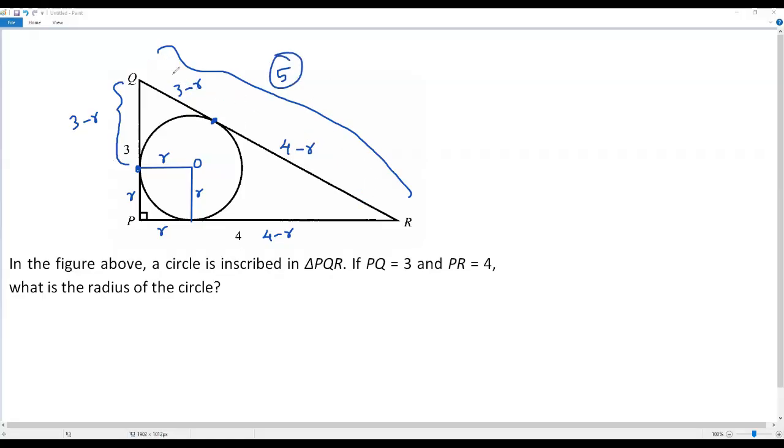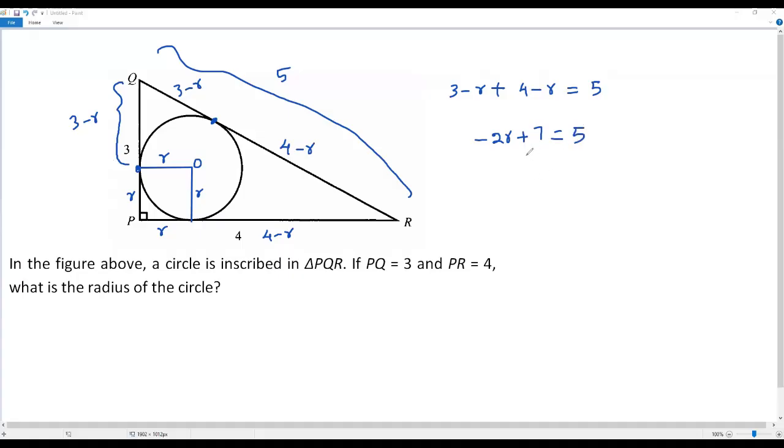Okay, now when I add the length of this line segment and this line segment, that is equal to the total length of the hypotenuse, 5. That is 3 minus R, the length of this line segment, plus the length of this line segment, 4 minus R. When I add, that is equal to the total length of the hypotenuse, which is 5. Now we can combine this negative R and negative R. I'm getting negative 2R. When I combine this 3 and 4, I'm getting positive 7, equals 5.